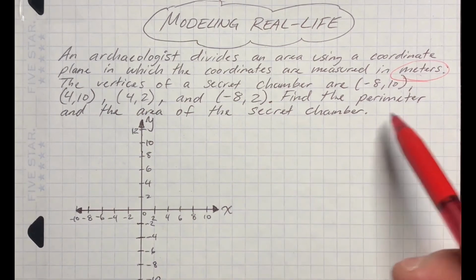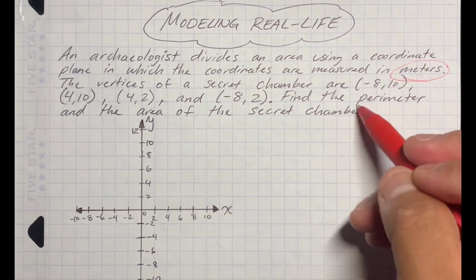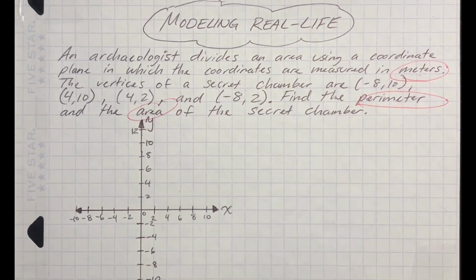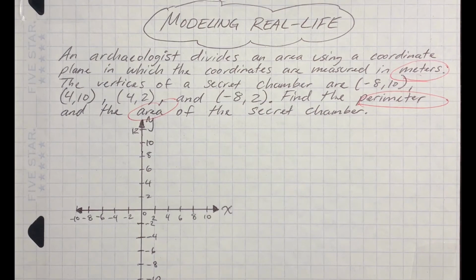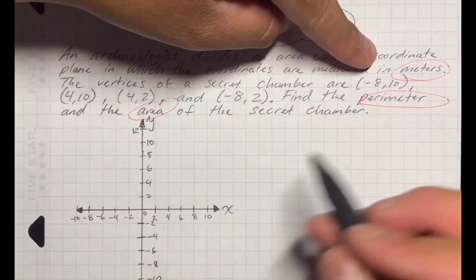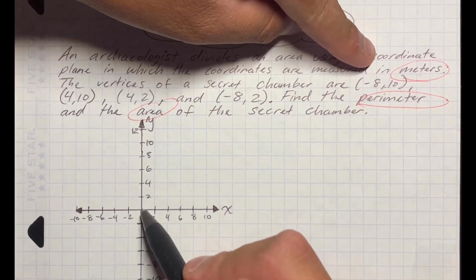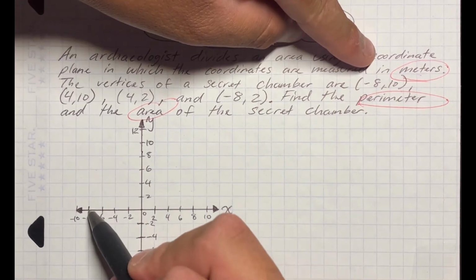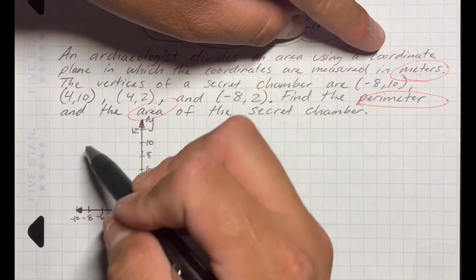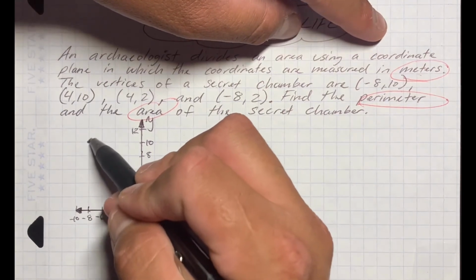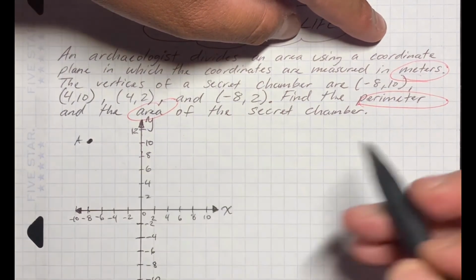So we want to find the perimeter and the area of the secret chamber. Okay, so let's go ahead and plot these. So -8 and 10. So here is the origin. -8 is here, and +10, so I go up to +10. Plot that point there. I'll call that point A.